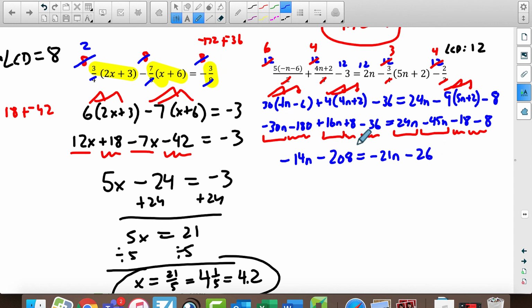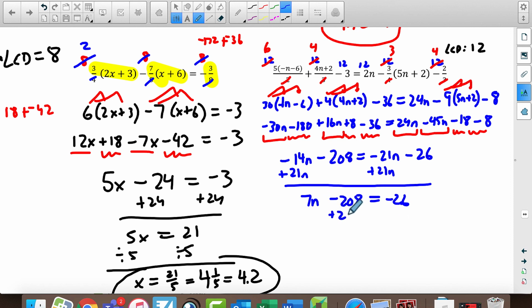Alright, let's get our n's to one side. I have negative 14 here, negative 21 there. Negative 21 is smaller, so let's get rid of that by adding. Do the same to the other side. What do you have more of here, negatives or positives? Positives. How many more? 7. So 7n minus 208 equals negative 26. Got to isolate that n. Let's start by adding 208. Okay, so we're left with 7n on this side. On the other side, more positives or negatives? More positives. And you're actually going to subtract here, 208 minus 26, which is 182.